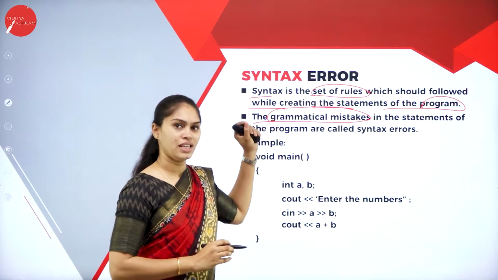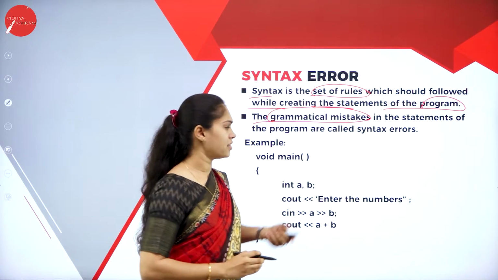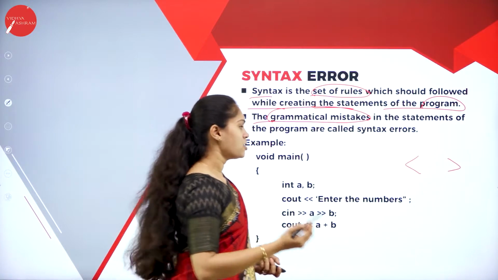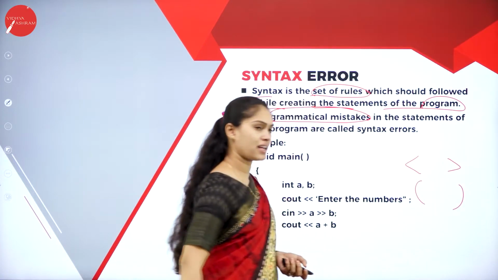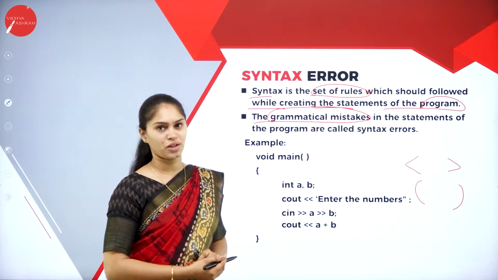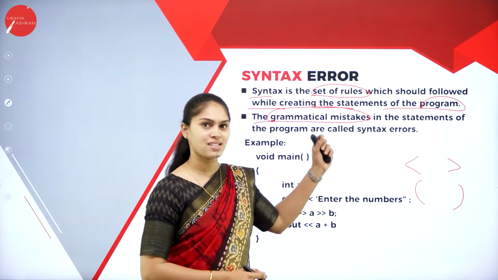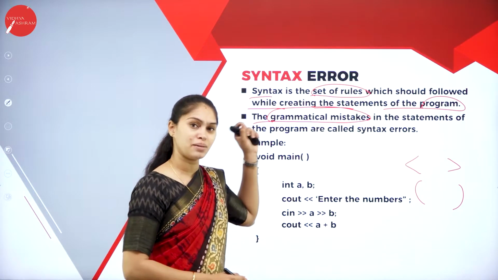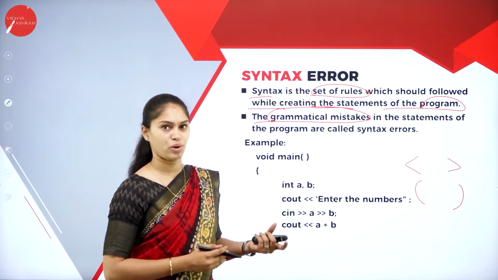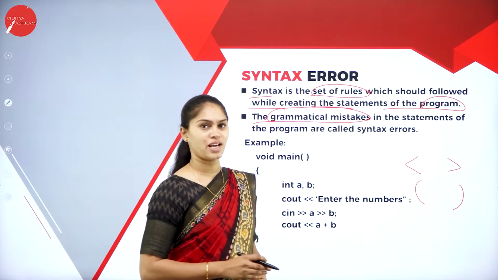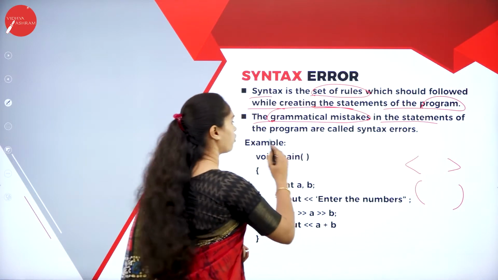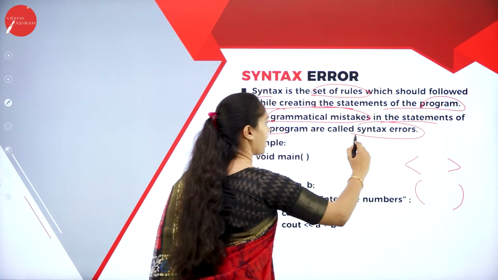For example, if we are including the header files, then that must be enclosed between the angular brackets, right? Instead of that, I am going to take the parentheses. This is one of the mistakes. At that time, which kind of error is going to happen? That is a syntax error, because there is a grammatical mistake in the statement of a solution to a given program. That kind of errors are known as what? Syntax errors. The grammatical mistakes in the statements of the program are called syntax errors.